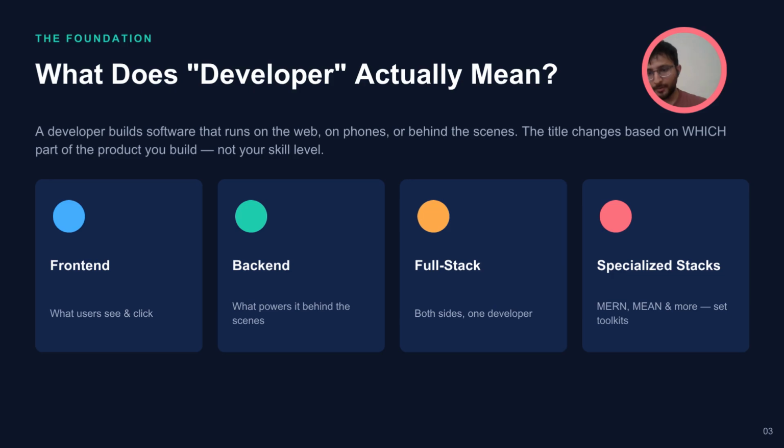Now we will talk about what a developer means. At the simplest level, a developer builds software, like a phone system running behind the scenes. The key thing people miss is that the job title doesn't depend on how skilled you are, it depends on which part of the product you build. A front-end developer builds what the user sees, but the back-end developer builds all the power behind the scenes. So the full stack developer does both.